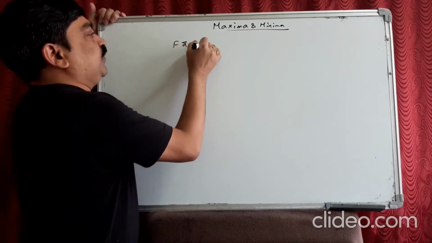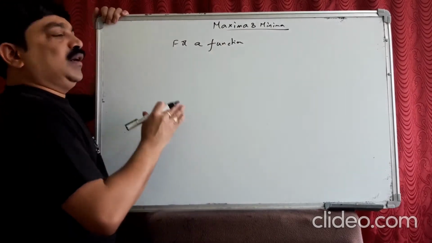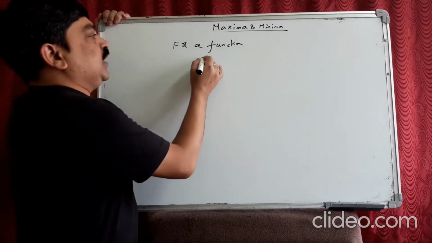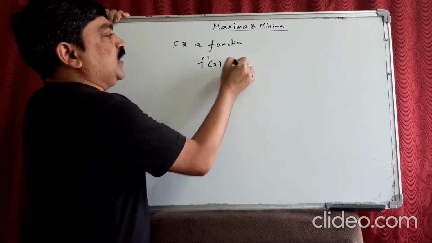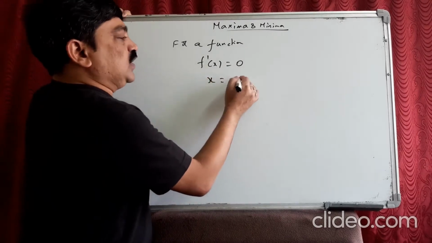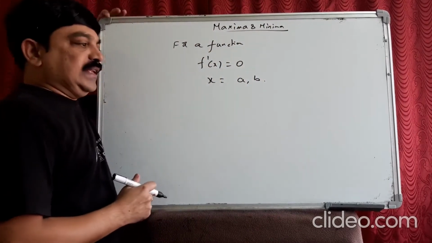For a function, the basic principle: for a maximum or minimum to exist, the derivative of the function should be equal to 0. Okay? And you will get some values of x here, x equal to some a, b, c, d, something like that. Now, there is a test here.